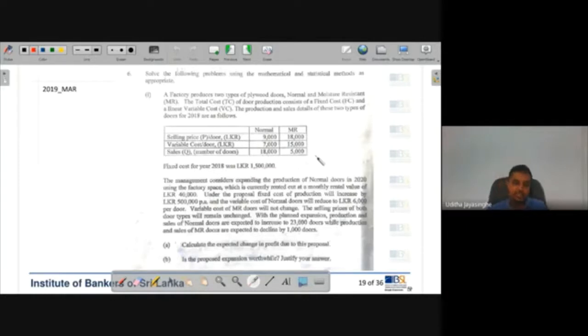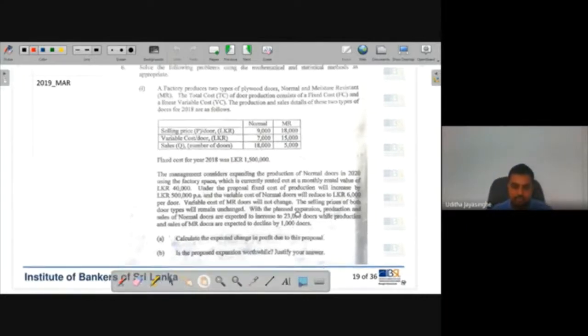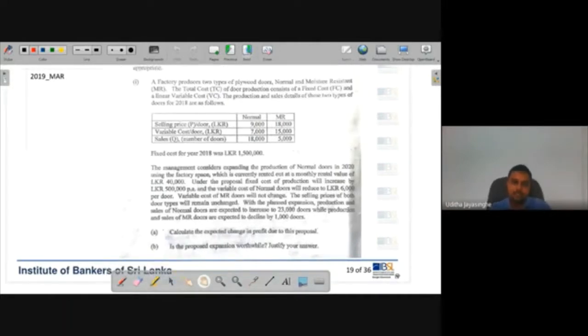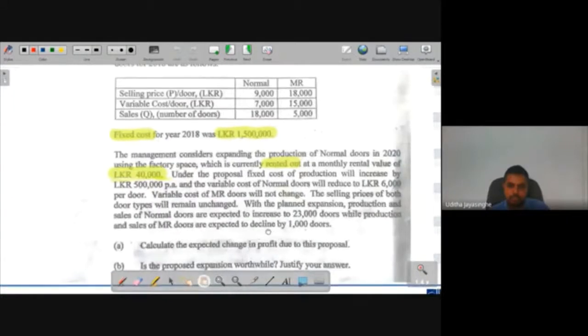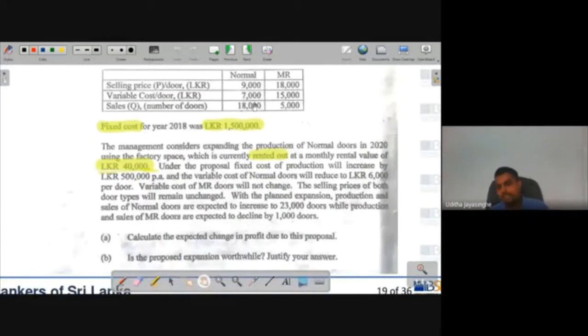Right, now the scenario begins. I mean, carefully we have to read this and see the expectation. Let me go to the answer slide. The management considers expanding the production of normal doors. This normal doors compared to this 2018, now we are going to go for an expansion. That means obviously buy some more capacity in the factory, maybe put up 1 or 2 more new machinery, go for an expansion.